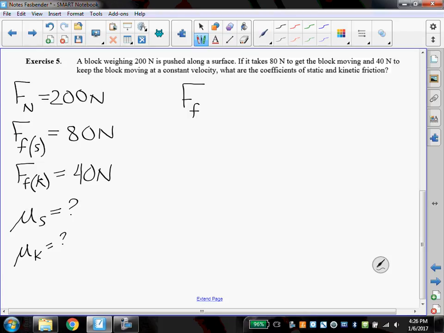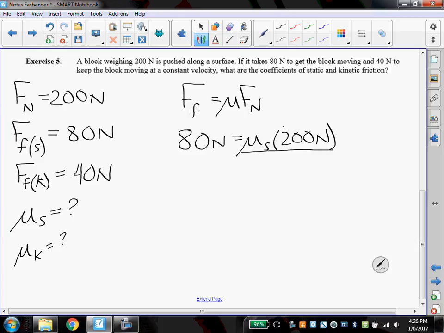Our equation for the force of friction is that the force of friction equals the coefficient of friction multiplied by the normal force. So if we want to find the force of static friction, we just need to fill in everything we know that pertains to static friction. So 80 newtons equals mu s times 200. Well, this is not too bad. If we want to solve for mu, we just need to divide both sides by 200. And we end up getting that the coefficient of static friction is 0.4.